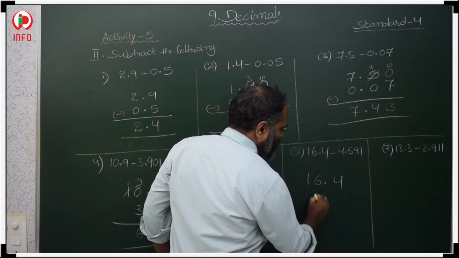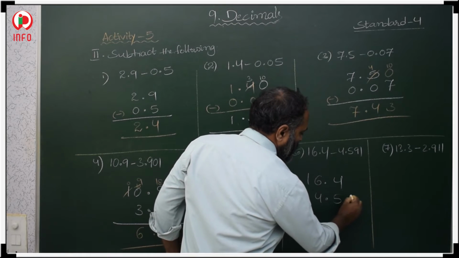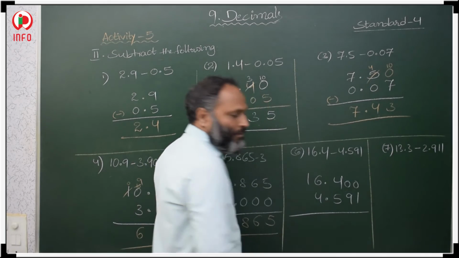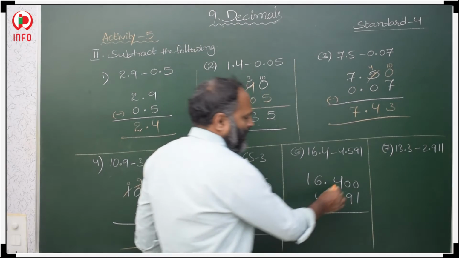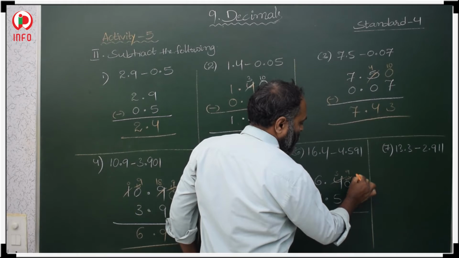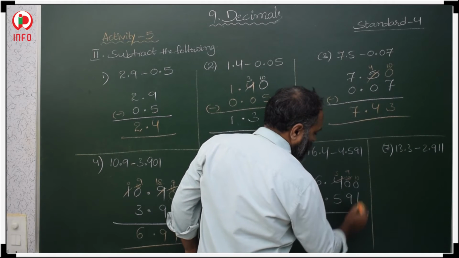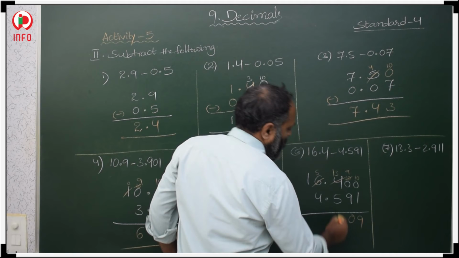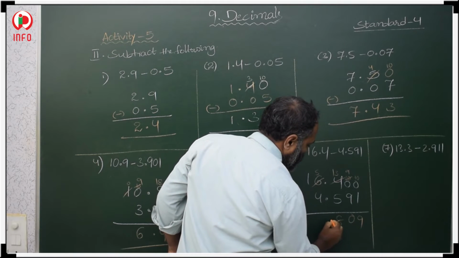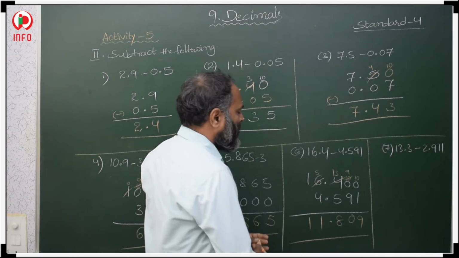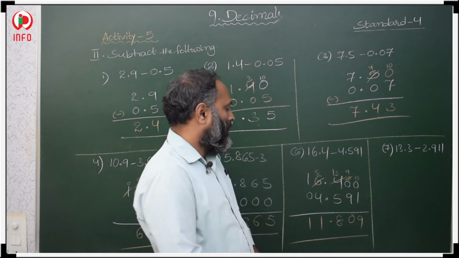Now here 16.4, then 4.591. Here add up two zeros to make like fraction. Then take borrow from here, it will get 3, here 10. And from here 9, this is 10. 10 minus 1 is 9, 9 minus 9 is 0. From here you will get 5, it is 13. 13 minus 5 is 8. 5 minus 4 is 1 and this one. Here it is 0 if you want to take.